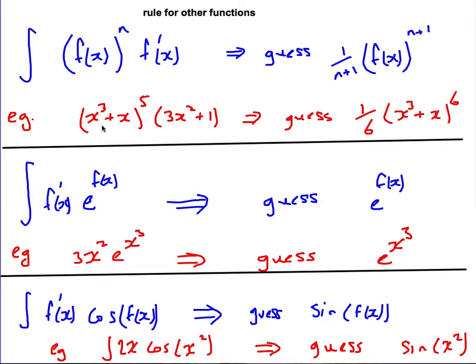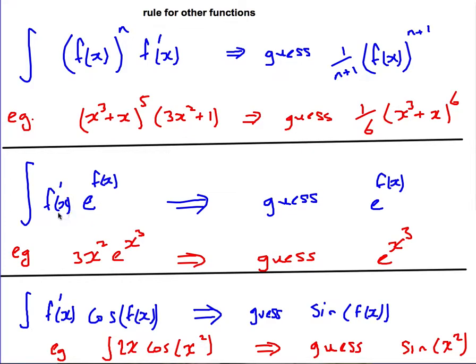So let's have a look at this from the example. For x cubed plus x to the power 5, I ignore the differential bit. I'm going to guess it's just x cubed plus x to the power 6, divide by 6. Okay, we'll look at some more examples. So that's your first guess method for this sort of function.